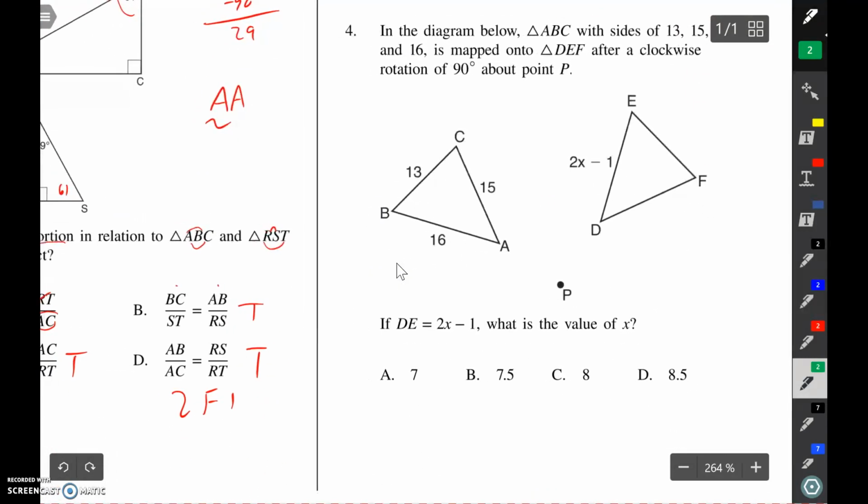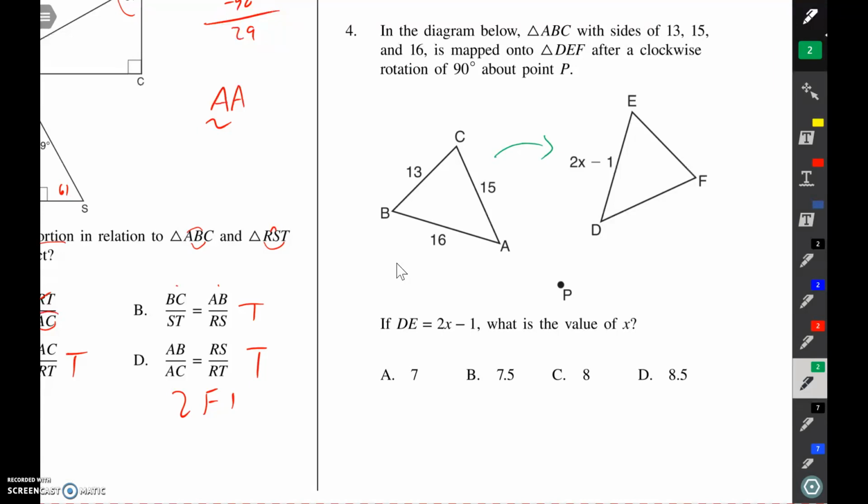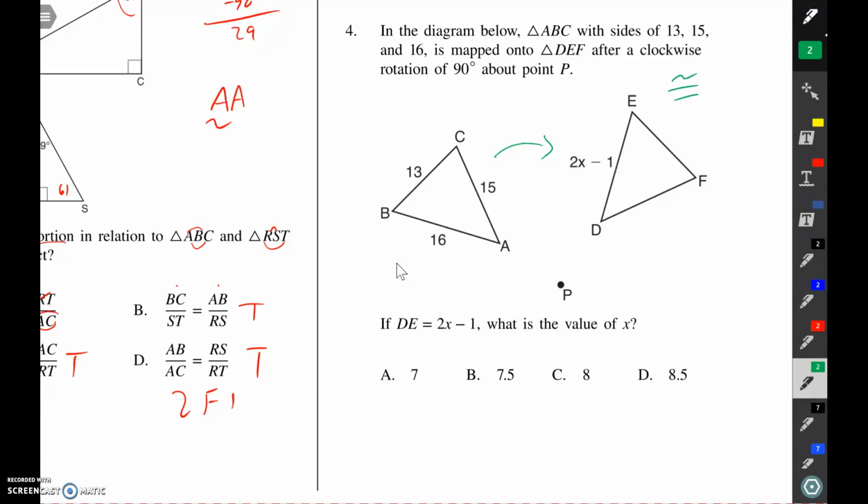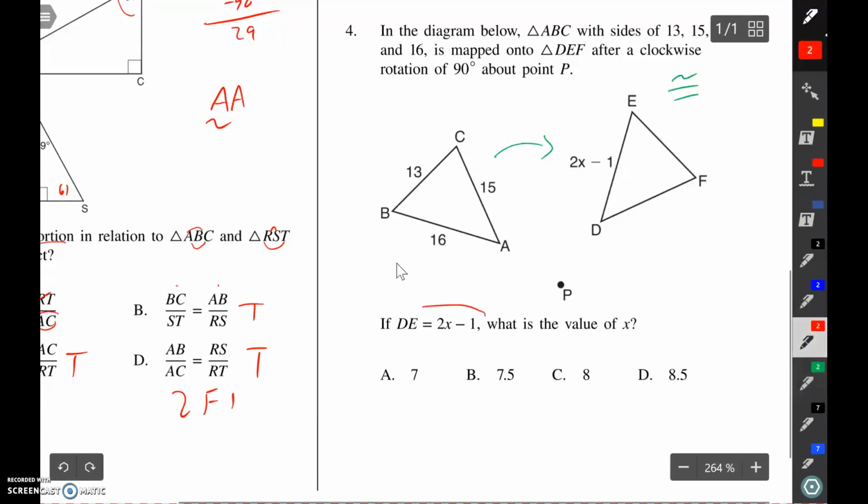All right, finally in number 4, in the diagram below, triangle ABC with sides 13, 15, and 16 is mapped onto DEF after a clockwise rotation of 90 degrees about point P. So we rotated this way and it fell on top. The fact that it falls on top means these triangles are congruent because a rigid motion maps it onto it. If DE is 2x plus 1, what's the value of x? These triangles are congruent, but what is DE matched to? Is DE 15? Is it 13? Is it 16? You can kind of just picture the rotation happening, but again, don't forget that they give it to you in corresponding order.